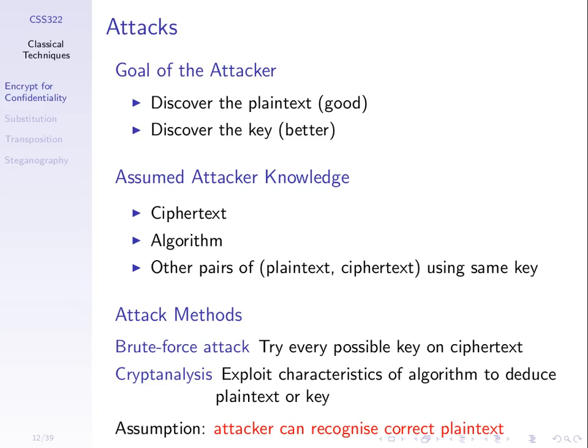And we're going to assume from now on that the attacker can recognize the correct plaintext. If they do a brute force attack, we assume that they can pick out, this is the correct plain text. The others will be random looking characters. And it's normally true in practice.